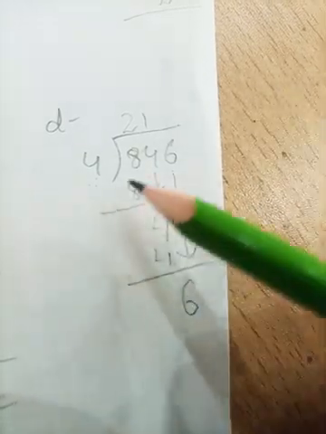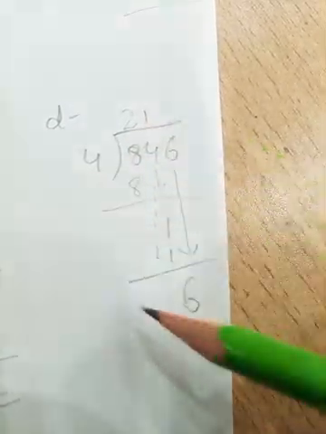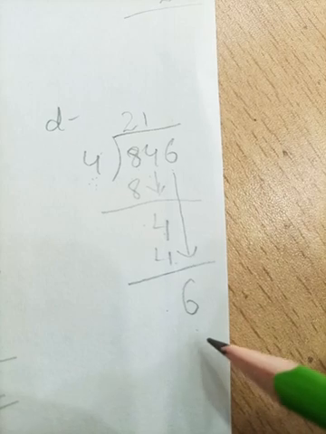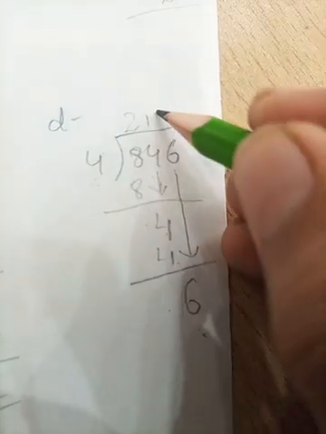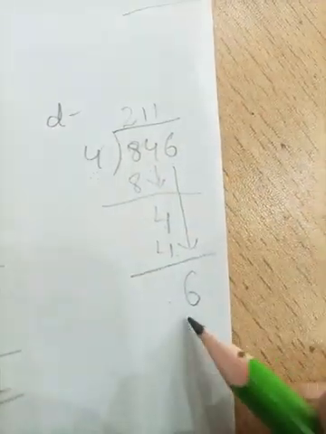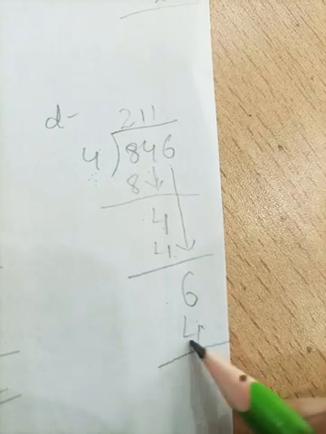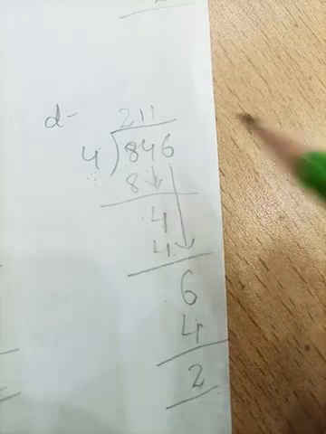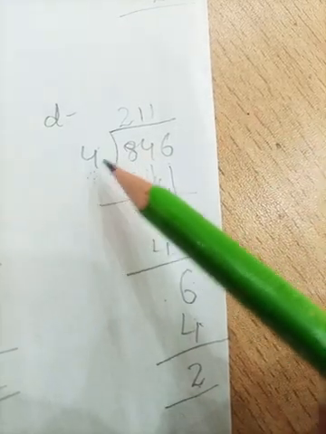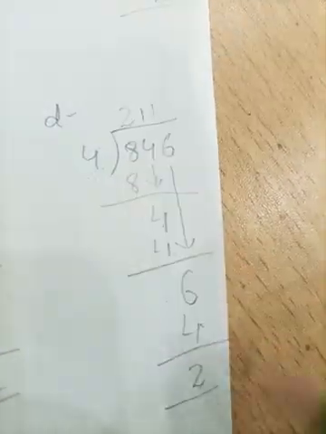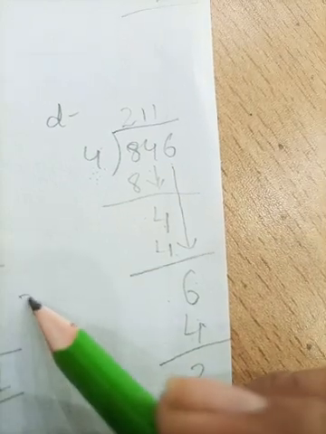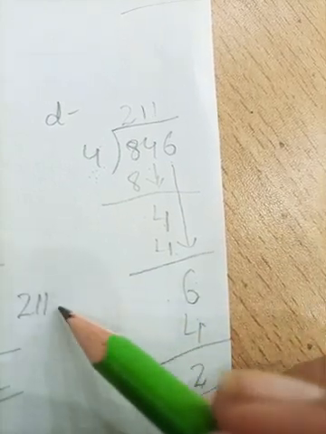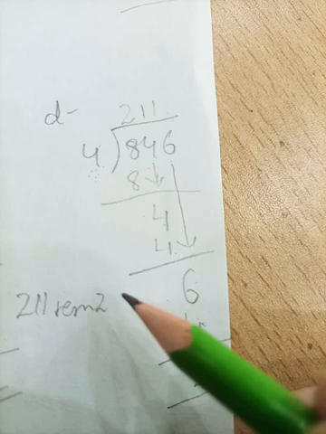Now students, again I can't write 4 twos are 8. I can't write the 8 here, so I will write again the 4. 4 ones are 4. 4 minus 6, and my remainder is 2. Now this 2 has become quite smaller than my divisor. I can't divide it further. I will write my answer as 211 with my remainder, that is the 2.